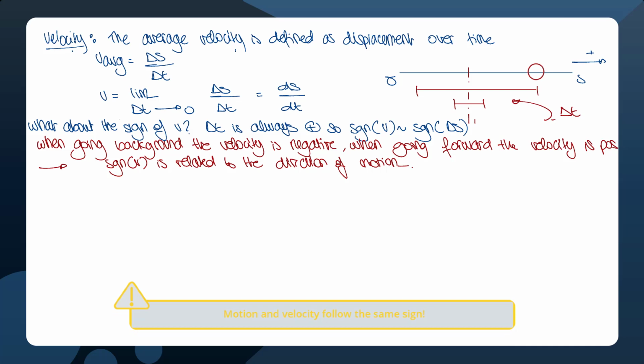It is also of interest to define another term, which is called average speed. And note that there's a huge difference between average velocity and average speed.